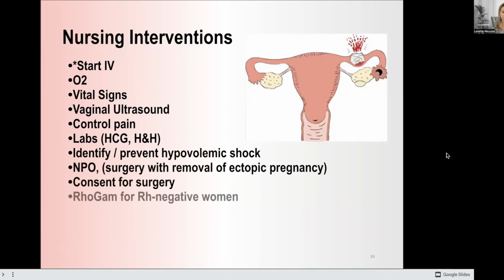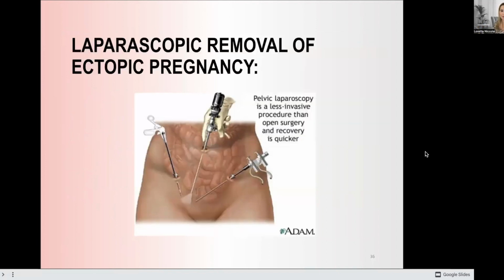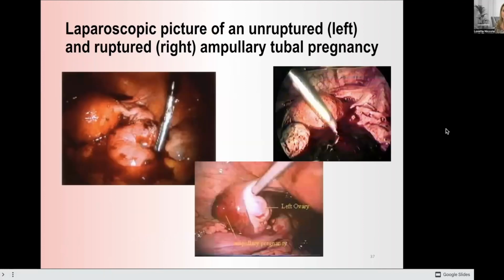Consent for surgery. And if she's Rh negative, again, we're going to give her RhoGAM after it's surgically removed. So after the surgery, we're going to give her RhoGAM. All right, and the surgery would normally be a laparoscopic removal of the ectopic pregnancy. It's easier that way, it's quicker that way, less complications.